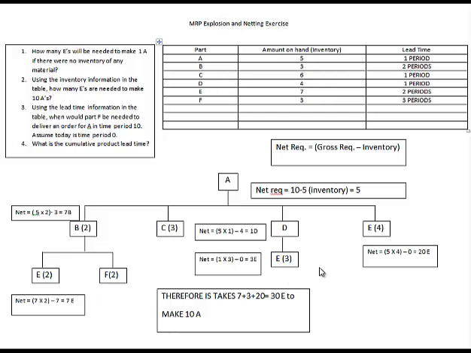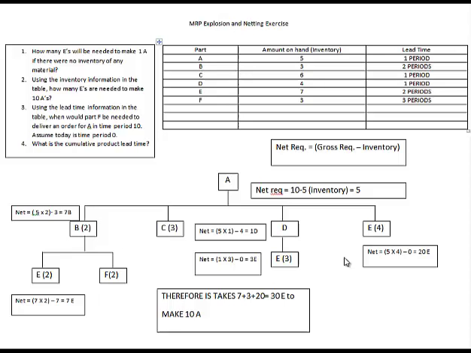Finally, we'll go through our last path, which is from A to E directly. So to make 5 A's, how many E's will be required? It takes 4 E's to make 1 A, so that's 5 times 4, which is 20. And again, we're going to subtract our inventory, but once again, we have already used up our inventory for E's, so we have no more inventory. So we have 5 times 4, or 20.